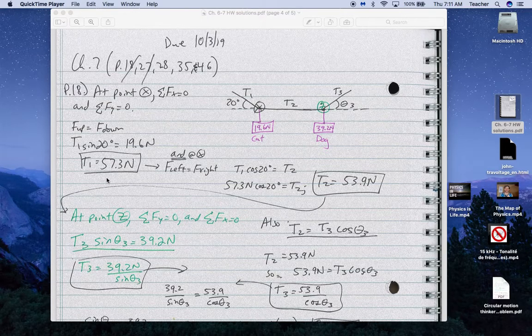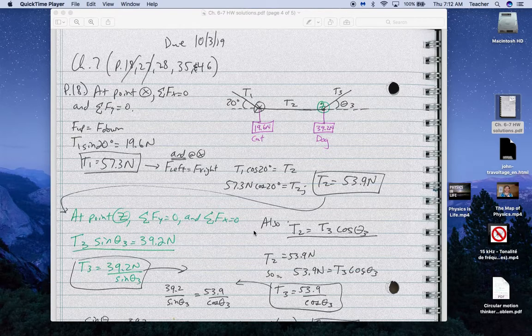And since we know the angle, I can figure out the tension. T1 is 57.3 newtons. At this point also, I know that the leftward component of T1 would equal the rightward component of T2. So I can use trig to find the leftward component of T1, which is 53.9 newtons, and that equals T2. So I call this point X. Point Z, which I've got in green here, I know that the leftward force of T2 would equal the rightward component of T3.